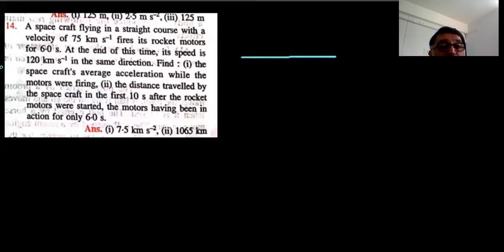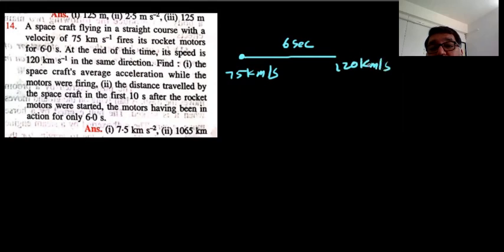Now, what we are given over here is that the rocket is traveling with 75 kilometers per second. So initial velocity equals 75 kilometers per second. Now it fires its motors, that means it accelerates for 6 seconds, and the final velocity becomes 120 kilometers per second. So let's say this is point A and this is point B. At point B, our final velocity is 120 kilometers per second.